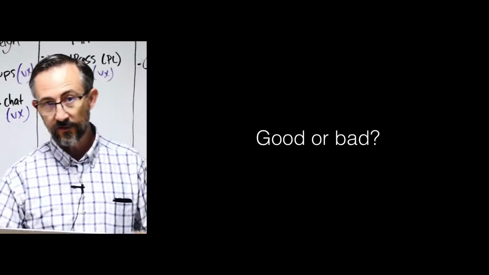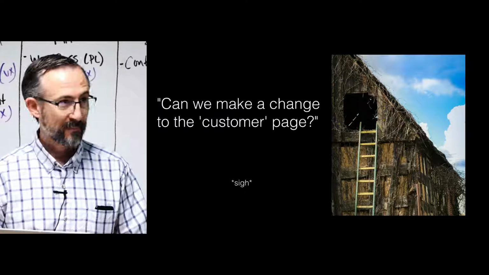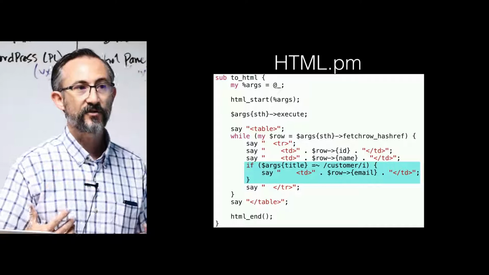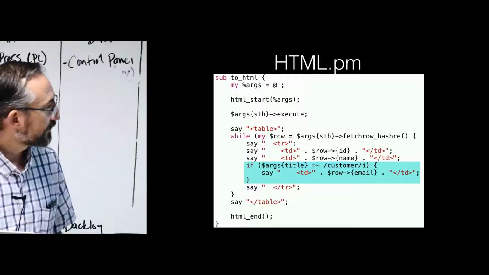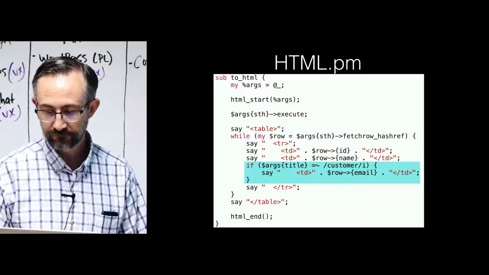And so we deploy it. It's awesome. Somebody says, can we make a change to the customer page, but not the employee page? So how would we make this change? Yeah, we make an if statement. We can just look at the title, right? We don't have to change the applications at all. We know that the applications are passing the title information in, so we can just key off of that right here in the blue square. If it matches customer, we know we're printing the customer page, and we can then add the email address. This is a bad idea. It works.